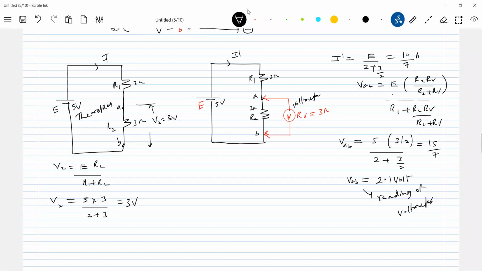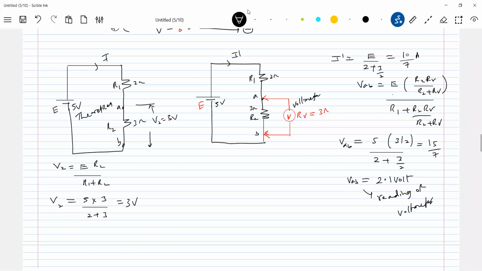What was expected from the voltmeter? It should read 3 volt, no? We expected it to read 3 volt, but how much is it reading? 2.1 volt. So the very purpose of the voltmeter, why did we bring it? We brought it so that it can measure the actual drop. What was the actual drop? 3 volt, but how much is it reading? 2.1 volt. So now, where is the problem? Is there any error? Percentage error?